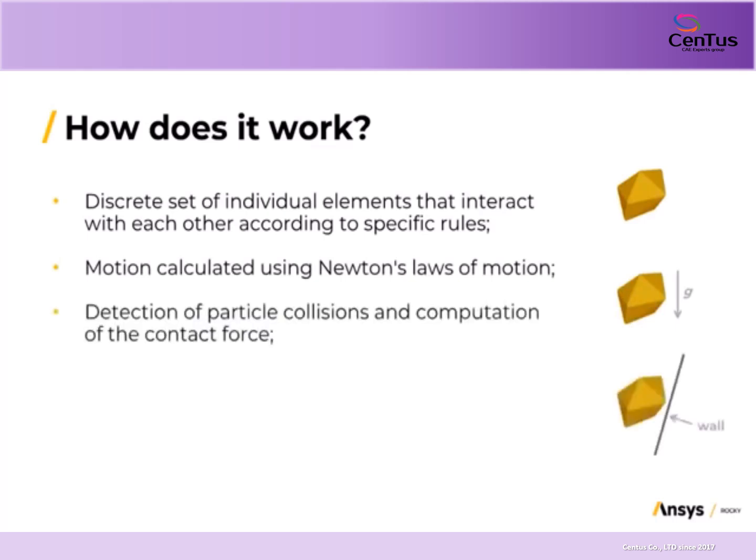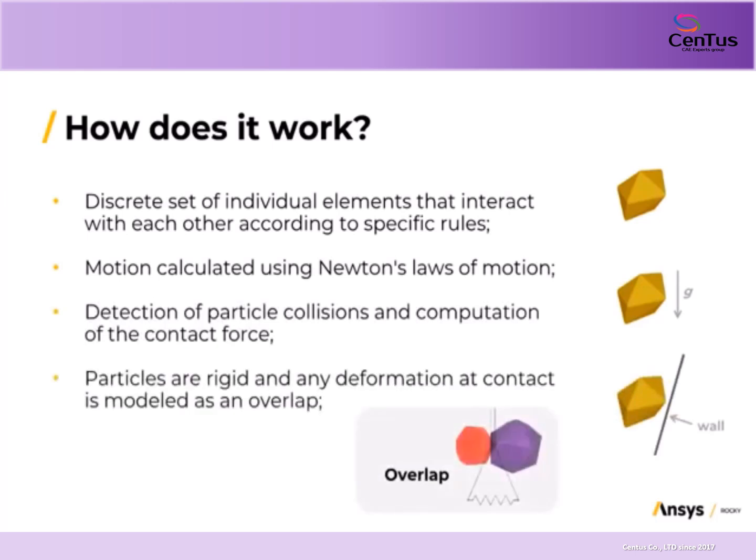The core of every DEM code is to detect particle collisions and compute the contact force. With the soft sphere method, particles are rigid and any deformation at contact is modeled as an overlap. With the normal and tangential contact, the forces are computed as a function of the overlaps and physical properties of the particles.